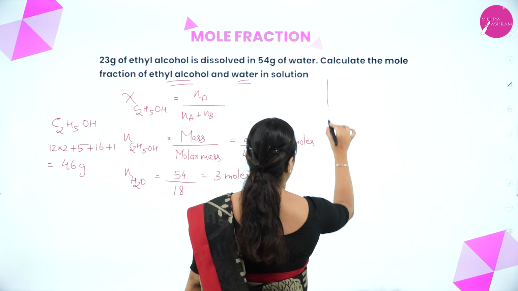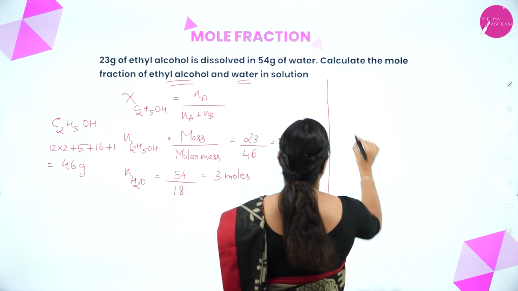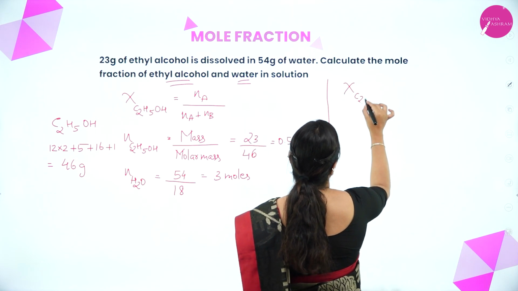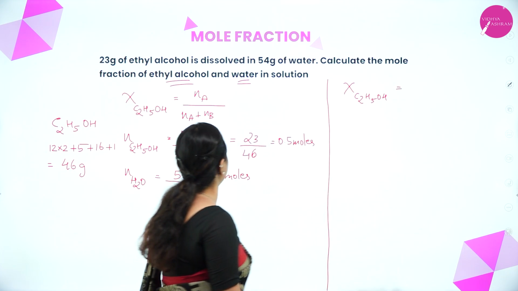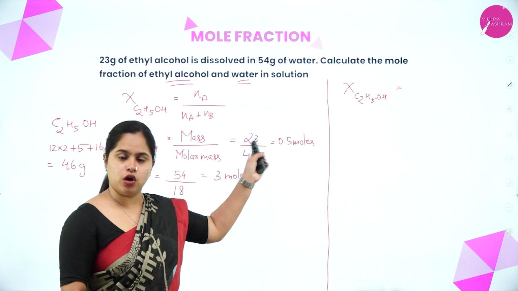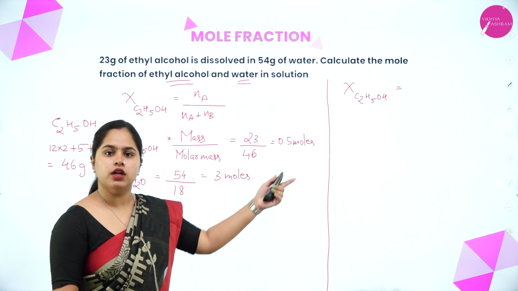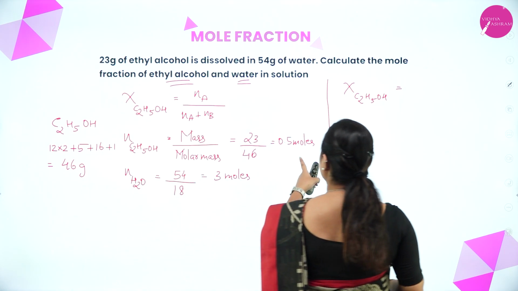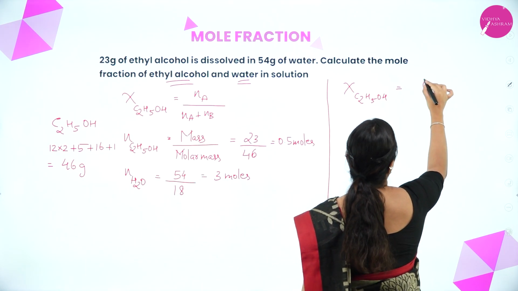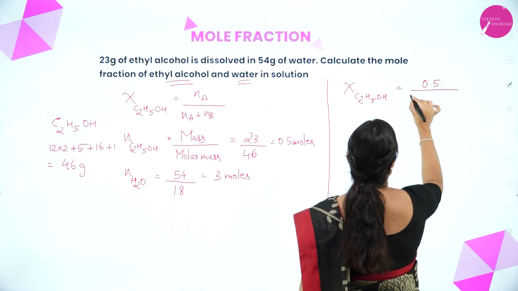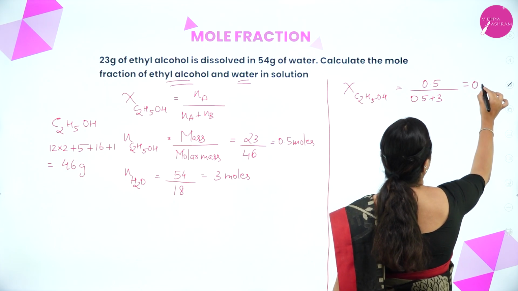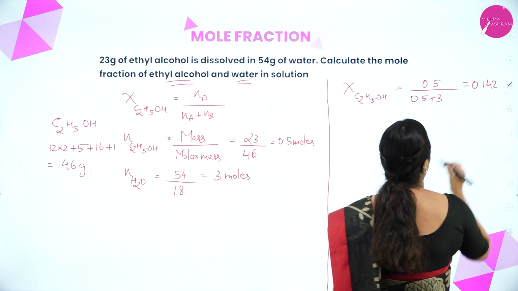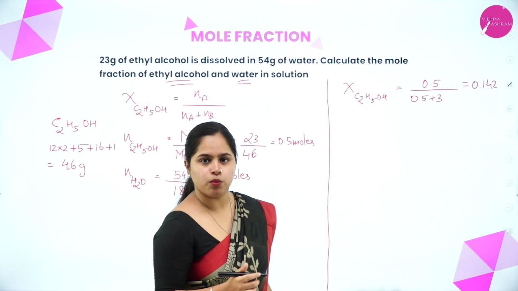Now you have to calculate the mole fraction, right? So mole fraction for C2H5OH, that is your ethyl alcohol, will be equal to number of moles of ethyl alcohol by total number of moles of the solution, right? So what is the number of moles of ethyl alcohol? It is 0.5 divided by 0.5 plus 3, right? That will give you 0.142. That will be your mole fraction.